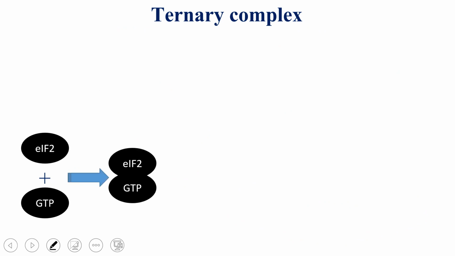Second, we are going to form a ternary complex. This ternary complex requires some factors. The factors are initiation factor 2 and GTP. These two combine together and give us an effective, functional initiation factor. IF2 will be functional only when it has GTP. If it does not have GTP, it is not effective and not functional. These two combine with the loaded tRNA, the activated tRNA from the first step. In our case, it is loaded with methionine.